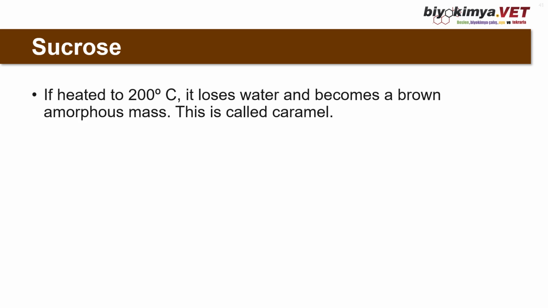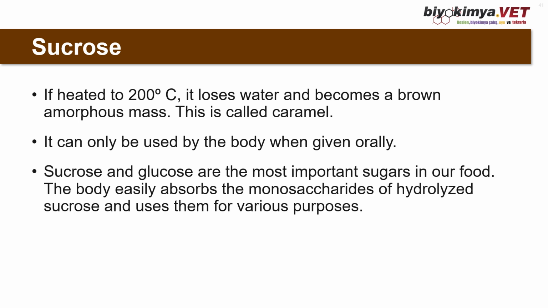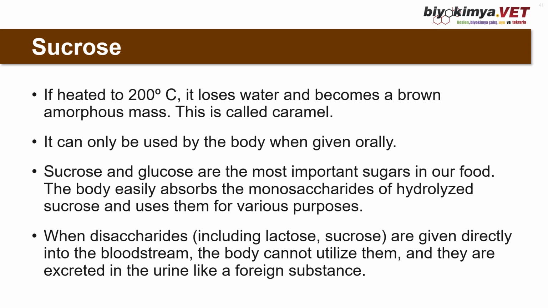If heated to 200 degrees Celsius, it loses water and becomes a brown amorphous mass. This is called caramel. It can only be used by the body when given orally. Sucrose and glucose are the most important sugars in human food. And sucrose is a source of glucose and fructose. The body easily absorbs the monosaccharides of hydrolyzed sucrose and uses them for various purposes, including energy production. When disaccharides, lactose and sucrose, are given directly into the bloodstream, the body cannot utilize them, and they are excreted in the urine like a foreign substance.